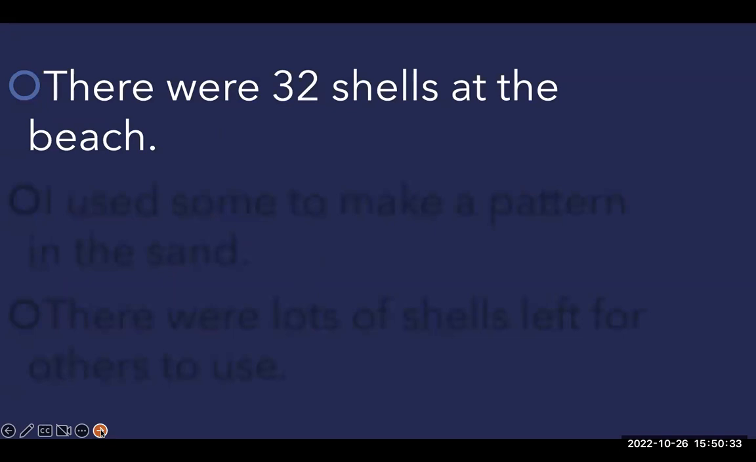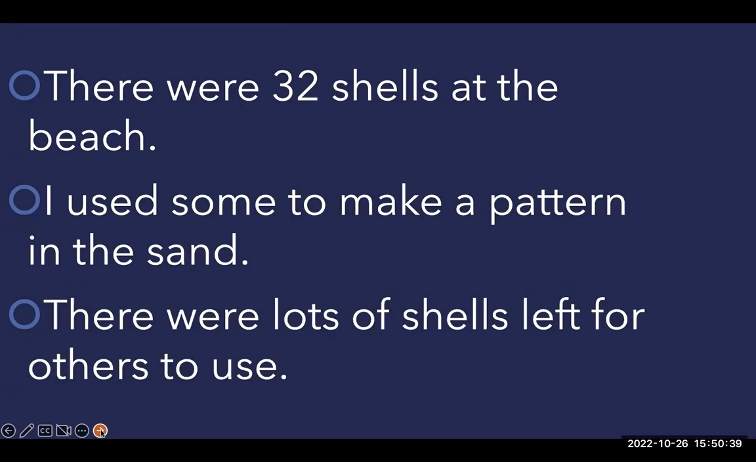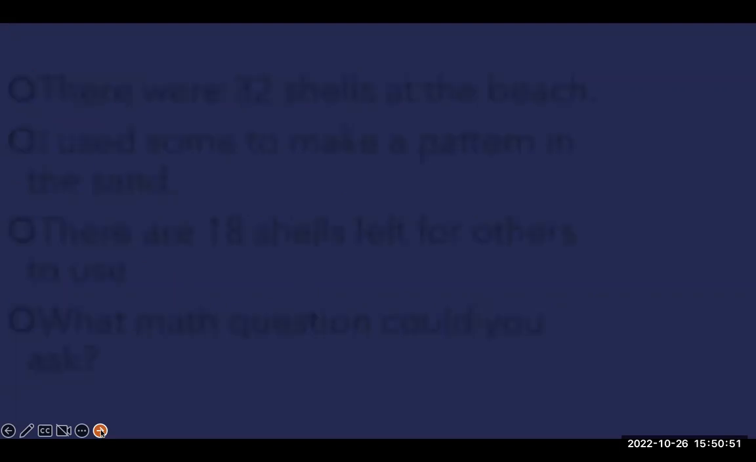So then I'm revealing some numbers now. There were 32 shells at the beach. I used some to make a pattern in the sand. There were lots of shells left for others to use. Okay, so how many shells do you think I might have used to make a pattern if there were 32 there? How many might be left for others? Turn and talk, share your thinking.